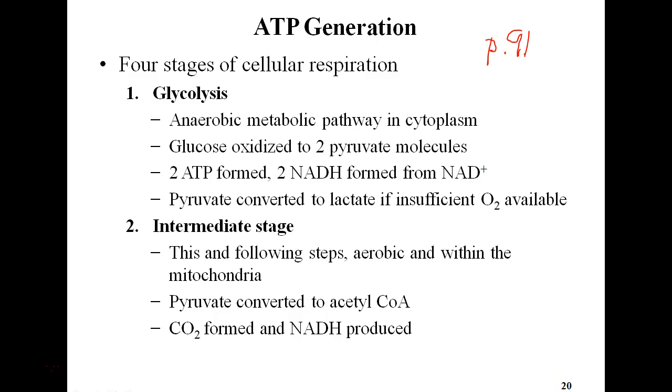It's noteworthy that this and the following steps are indeed aerobic, and these are going to occur within the mitochondria. This intermediate stage involves multiple enzymes, and one of these enzymes is called pyruvate dehydrogenase. That enzyme is going to convert pyruvate to acetyl coenzyme A. What happens is carbon dioxide is formed and NADH is produced.